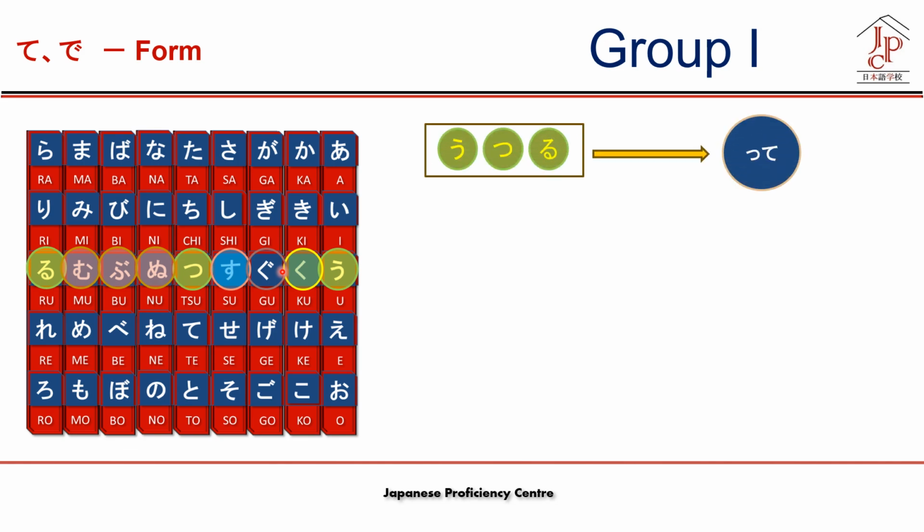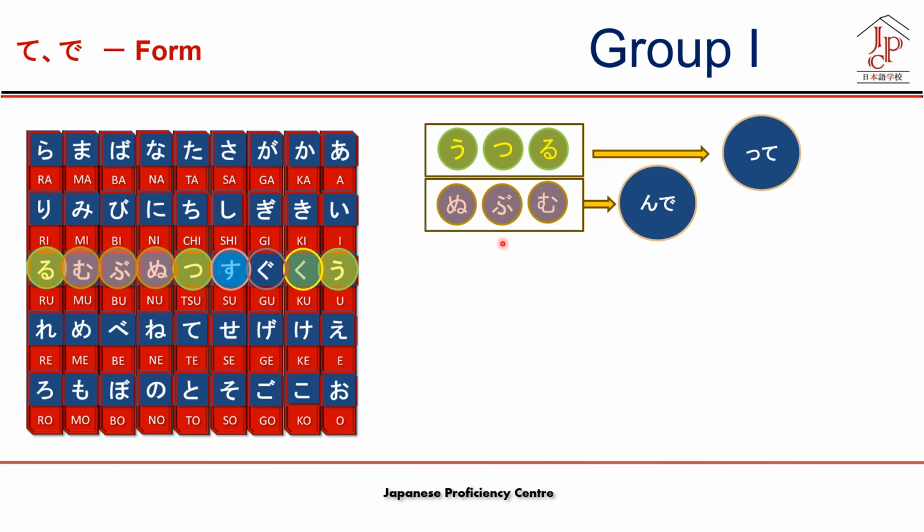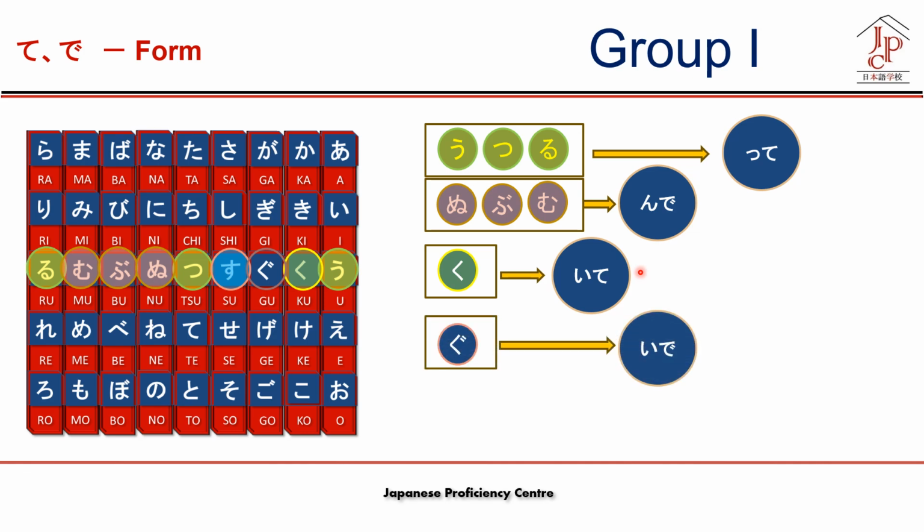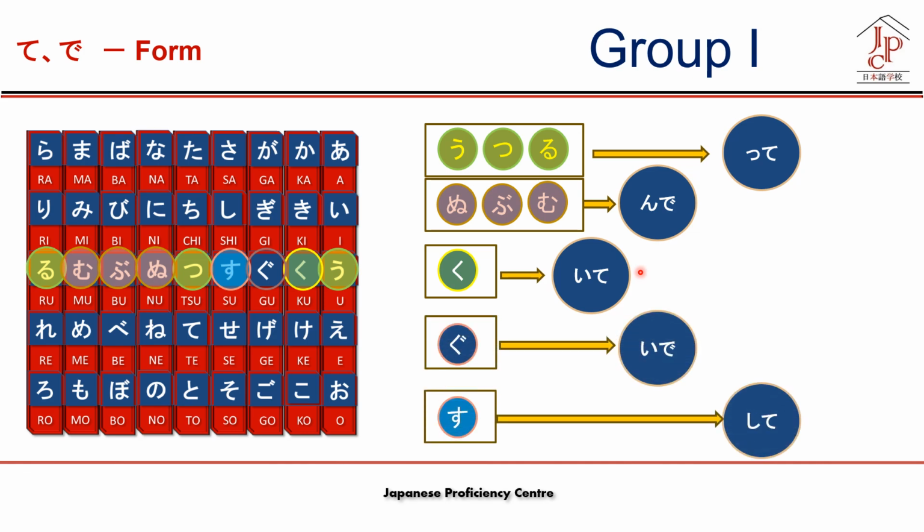Say, for example, u, tsu, ru is clubbed together because in te form, these letters get replaced by tte. Same way, nu, bu, mu ending verbs, the last letter will be replaced by nde. Ku will become ite, gu will become ide, and su will become shite.